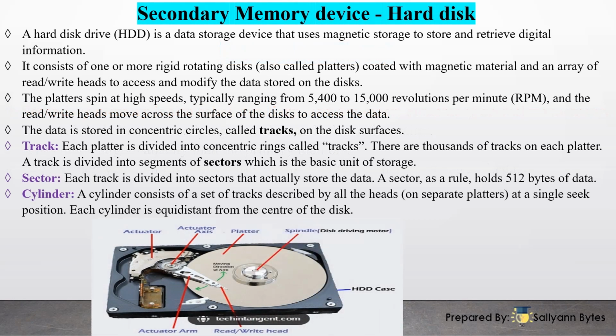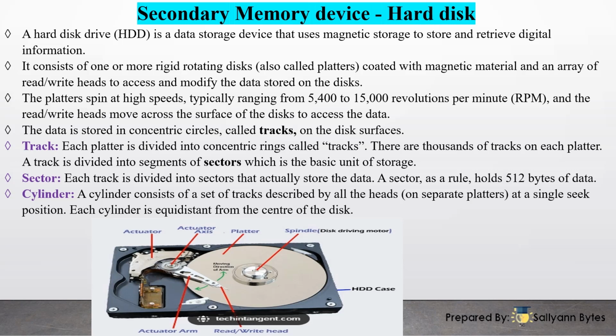Here we learn about the secondary memory devices. Hard disk. A hard disk drive, HDD, is a data storage device that uses magnetic storage to store and retrieve digital information. It consists of one or more rigid rotating disks, also called platters, coated with magnetic material and an array of read or write heads, to access and modify the data stored on the disks.